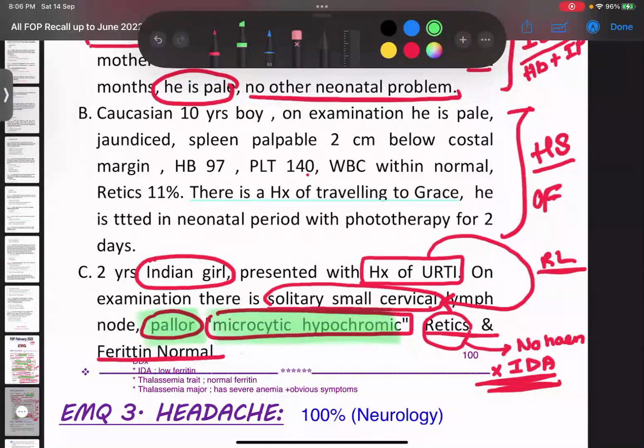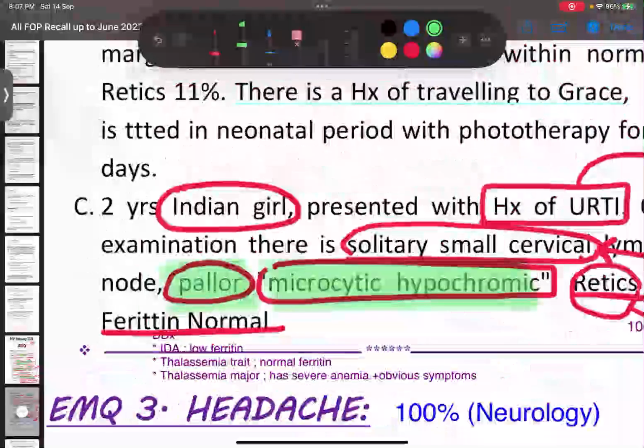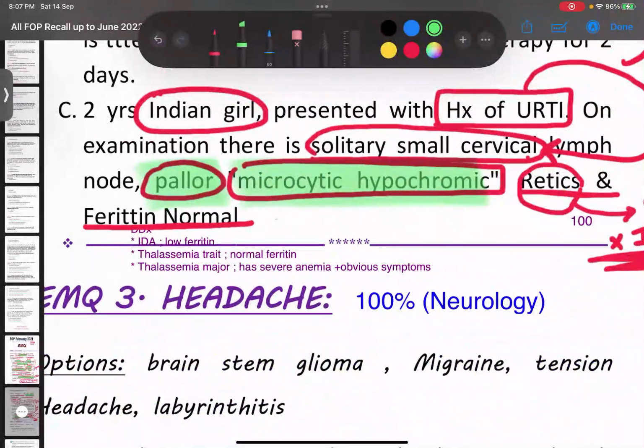That's the diagnosis of thalassemia minor, or we can say thalassemia trait. See here also they have made some small note. In case of thalassemia trait, usually ferritin is normal and there is usually no organomegaly.